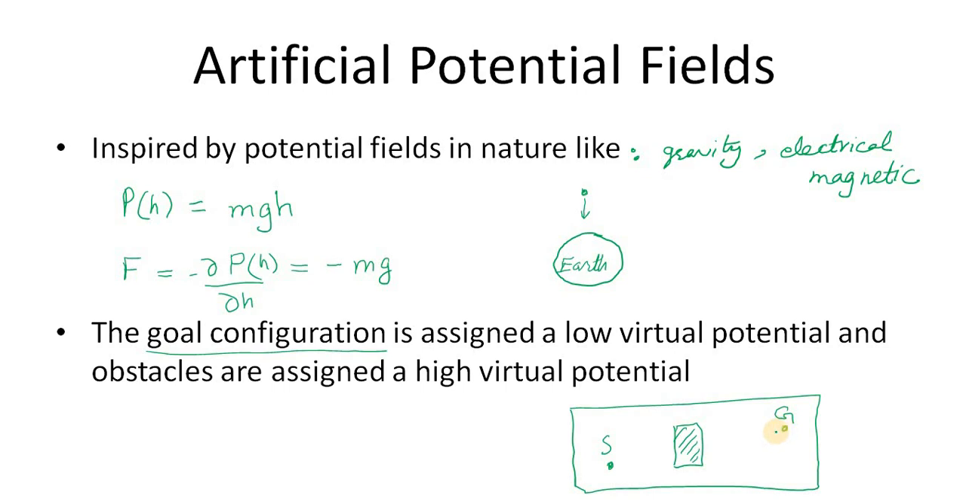We apply a force to the robot proportional to the negative gradient of the virtual potential, which will naturally push the robot toward the goal and away from the obstacles. Similarly, for the Earth there was only an attractive force, and for the obstacle there will also be a repulsive force. The attractive force will attract the robot toward the goal, the repulsive force will push it away from obstacles, and the sum of these forces will eventually guide the robot toward the goal.